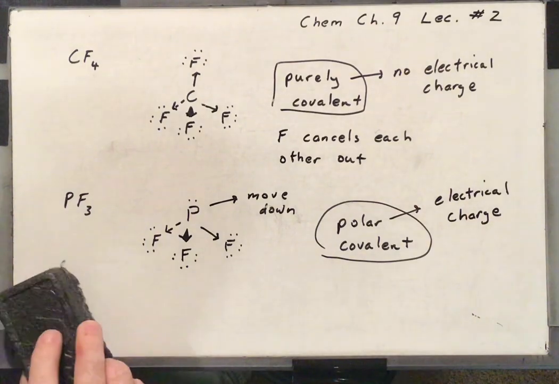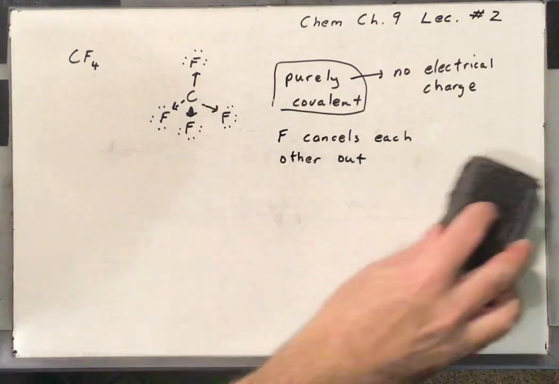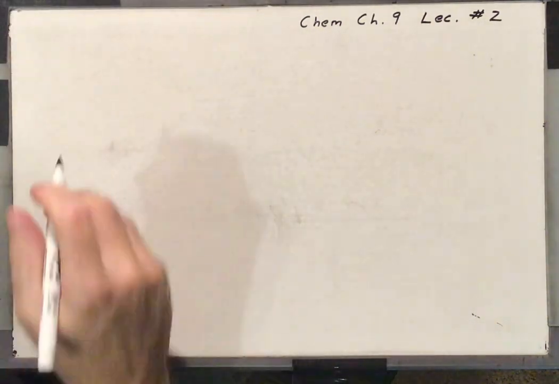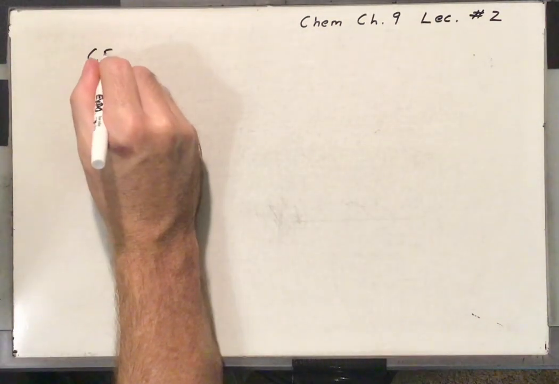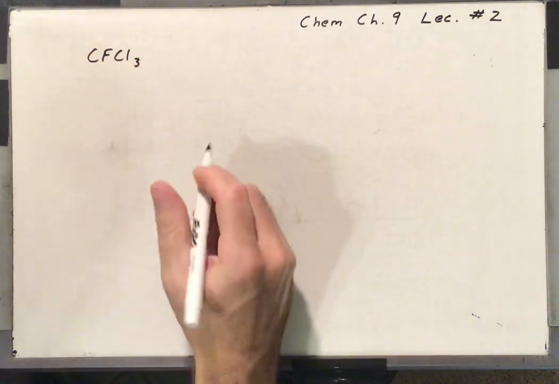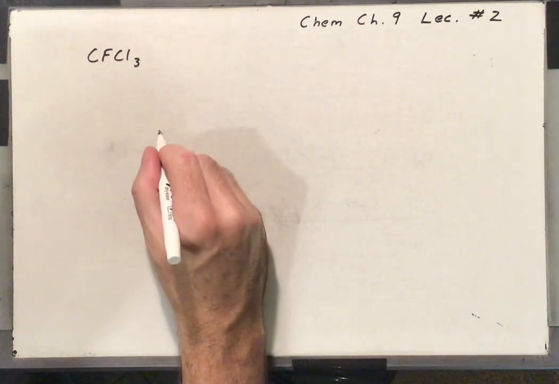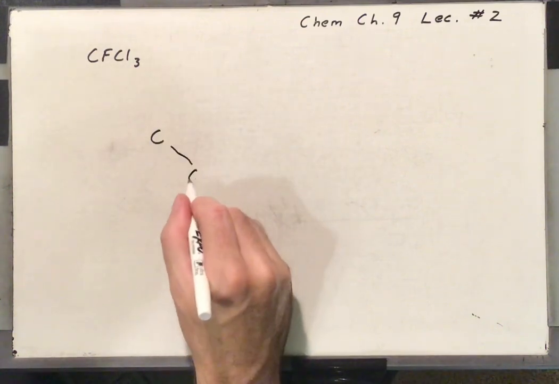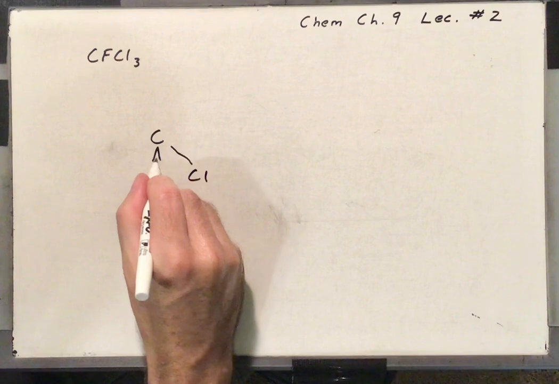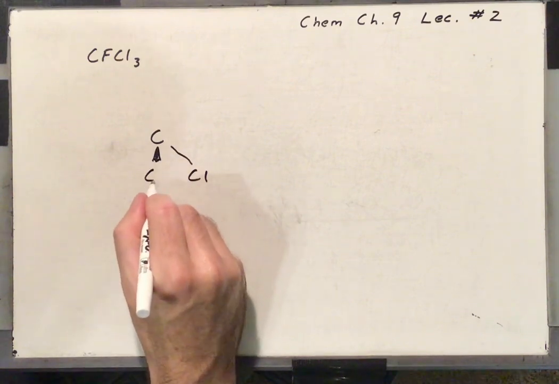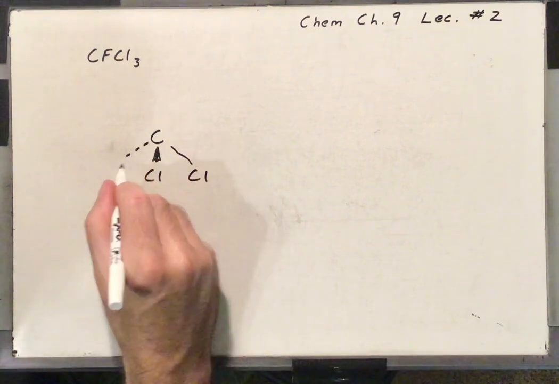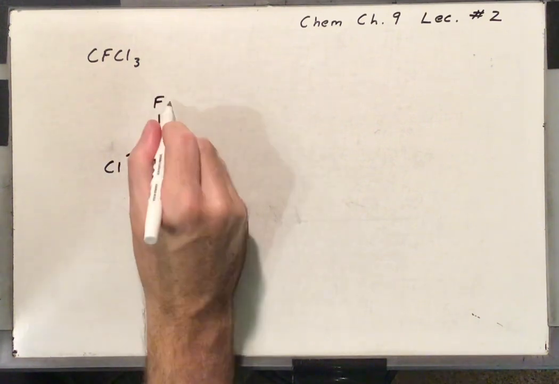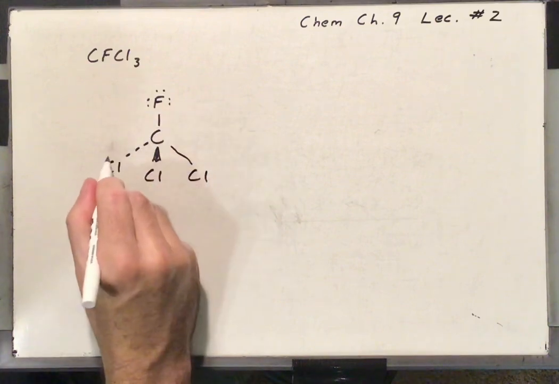Okay, one more and then we'll stop. So we have CFCl3. Carbon always in the center, right? Three single bonds. Now it doesn't really matter where I draw the chlorines and where I draw the fluorines. It would still give us the same answer. I'll draw the chlorines down and the fluorine up, though.